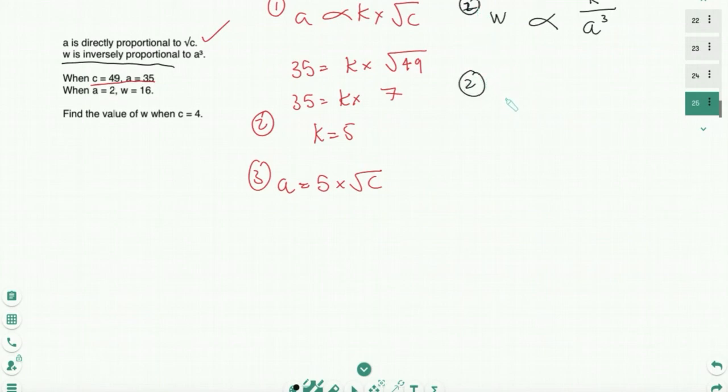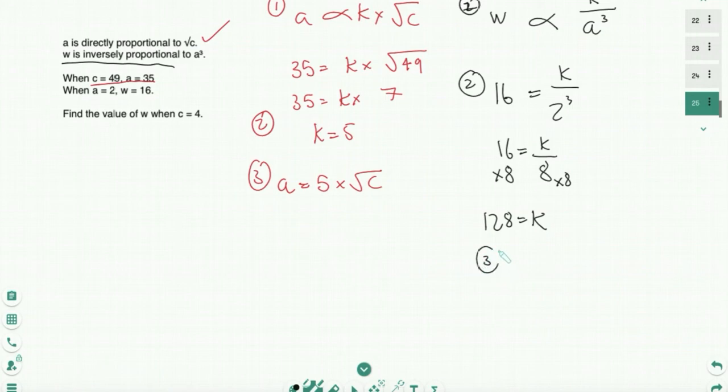So when a is 2, w is 16, so 16 is equal to k over a, which is 2, so 2 cubed. 16 equals k over 2 cubed, which is 8. To find k, it's being divided by 8, so let's times both sides by 8. That's going to be 128. 8 times k over 8 cancels out, so just k. So our answer is going to be w is equal to k, k is 128, over a cubed. All right? So now we have two formulas.